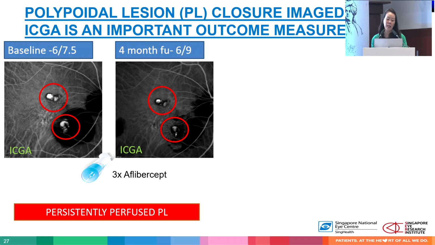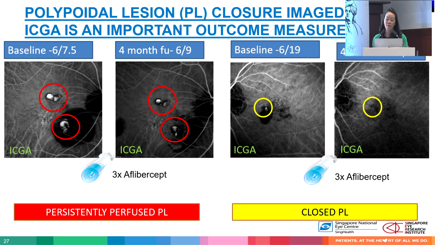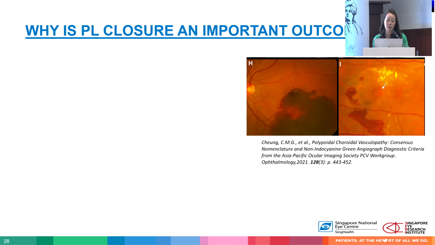Whereas when you compare the case I showed you before, after 3 aflibercept injections, in that case, the polyp totally regressed, and these are closed polypoidal lesions. And why is polypoidal lesion closure an important outcome? It is an outcome that has not been recognized so many times with the treatment of PCV in the past, because people just look at visual acuity and OCT and fluid.